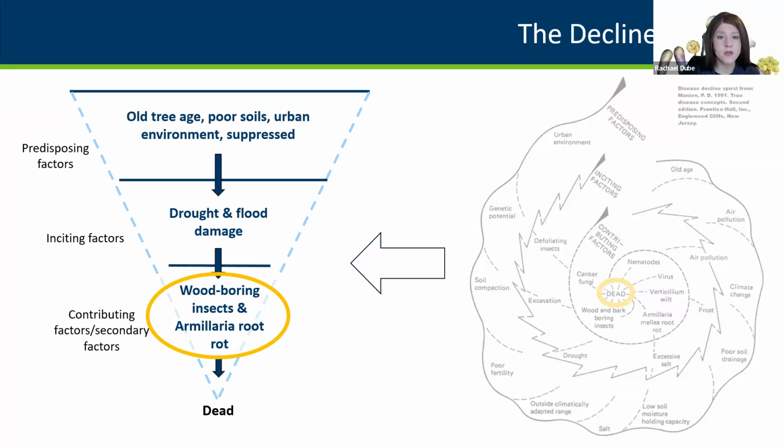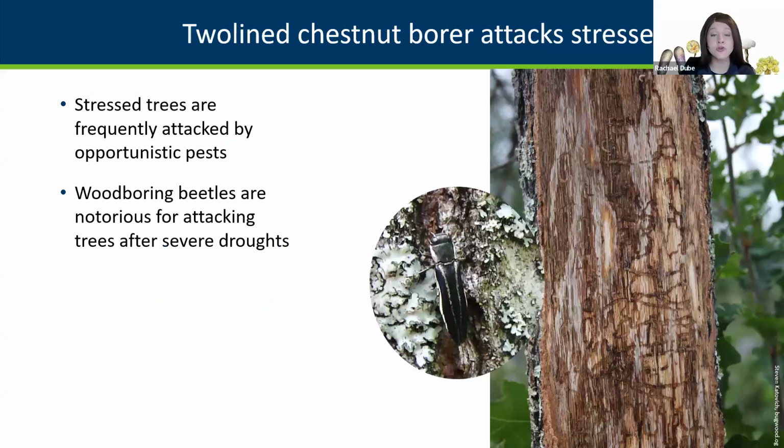And going through some of the really common ones on oaks, there are two in particular that are most common. Two-line chestnut borer is one. They attack stressed oak trees. They are opportunistic, and they are a wood-boring beetle. Their larvae create these galleries in the phloem and cambium of trees. That is the inner bark and the outer wood, and that slowly can girdle a tree over time. This is what their adult looks like.